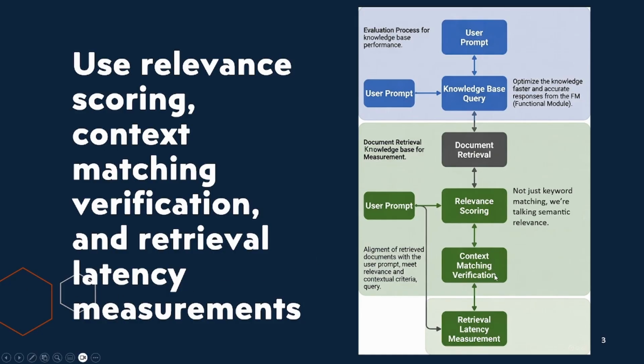And finally, retrieval latency measurement. Look, nobody wants to wait 4 seconds every time they ask a simple question. If relevance is perfect, but it takes 1200 milliseconds to get the docs, users are going to bounce. Speed matters just as much as correctness in production. When you put these three together, relevance scoring, context verification, and latency, you finally have a complete picture of retrieval health. You can see exactly where things are breaking.